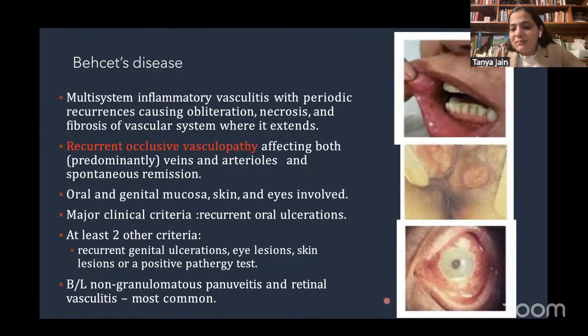So Behçet's disease, you may get a short note or a long question also on this. I think if you remember this case, it will be very easy for you to write all the signs and symptoms of Behçet's disease. It is a multi-system inflammatory disease with periodic recurrences causing obliteration, necrosis, and fibrosis of the vascular system. It causes recurrent occlusive vasculopathy affecting both veins and arterioles. However, predominantly it is periphlebitis. The oral and genital mucosa could be involved, and eyes are involved.